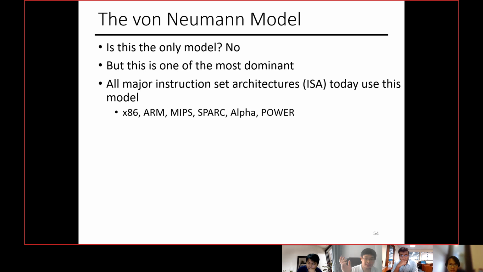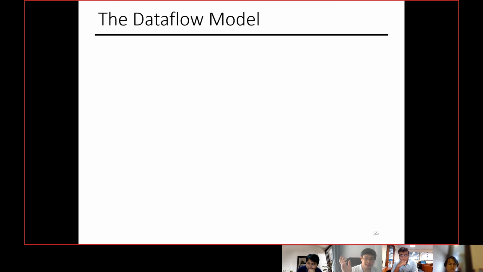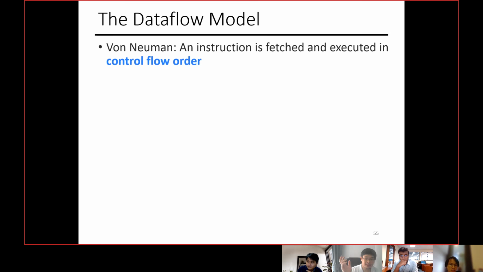We'll go into these in detail in 2 lectures. I think it's next lecture, actually. So what's the alternative to the von Neumann model? The alternative is called the data flow model. And this is actually also really easy to understand. The data flow model is designed for performance. So if you can imitate the data flow model, your processor is going to be faster.